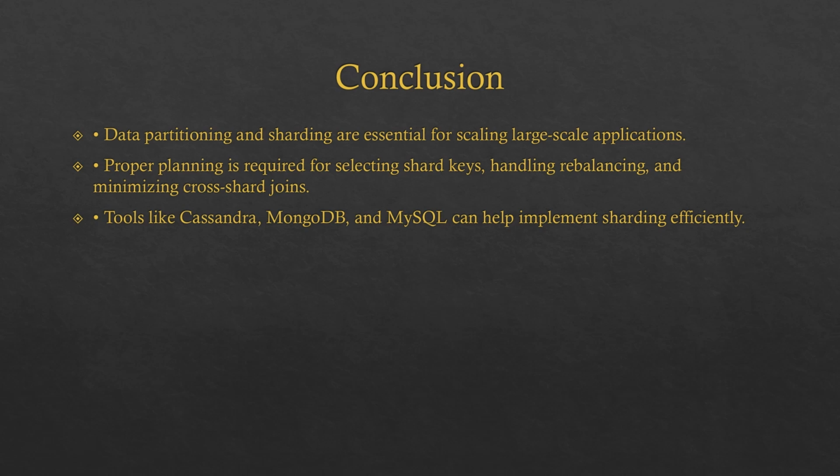In conclusion, data partitioning and sharding are critical techniques for scaling large-scale applications. Selecting the right partitioning method, shard key, and ensuring robust failure handling is key to successful implementation. Tools like Cassandra, MongoDB, and MySQL can help streamline the process, enabling our system to scale efficiently and reliably.